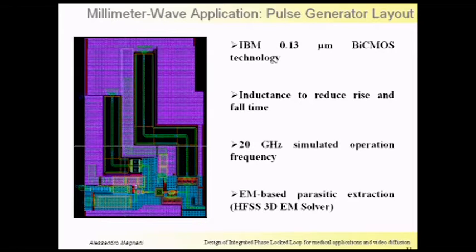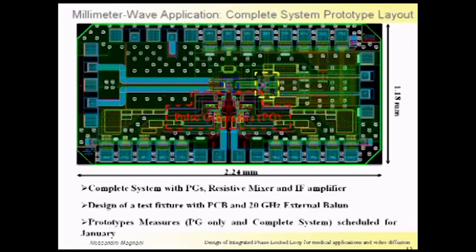The spirals on the chip reduce the rise and fall time and enhance the amplitude of the spikes of the pulse. And because of the very high frequencies, it was also required to extract the layout parasitics using electromagnetic simulations. So in fact, it was a very, very huge work. And this is the layout of the complete prototype. The dimensions are about 2 millimeters by 1 millimeter, so in fact, about 2 square millimeters.